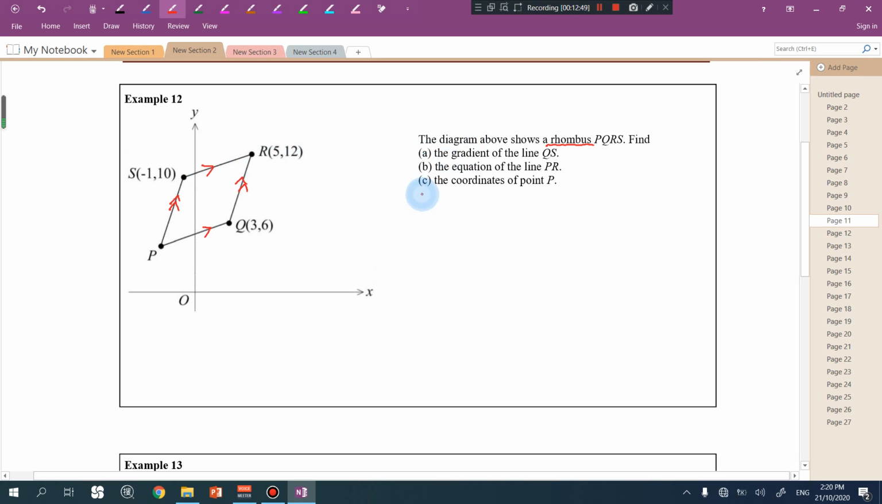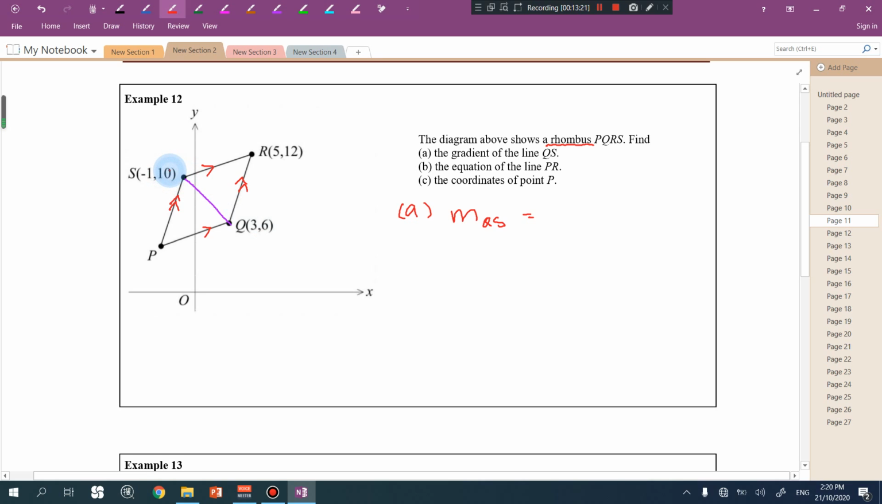Okay, now focus on part A first. The gradient of QS. So now I'm going to get the gradient of QS, which is over here. This is too thick, let me use this. QS. I need to use this point and this point. The gradient of QS is y2 minus y1 over x2 minus x1. Remember, y on the top and x at the bottom.